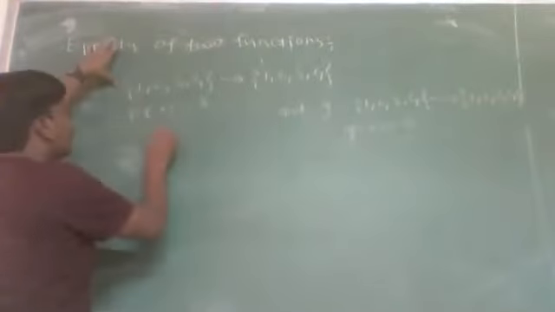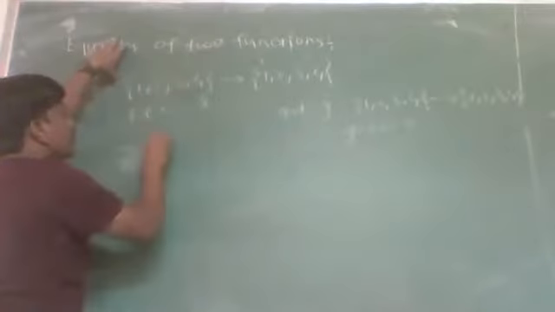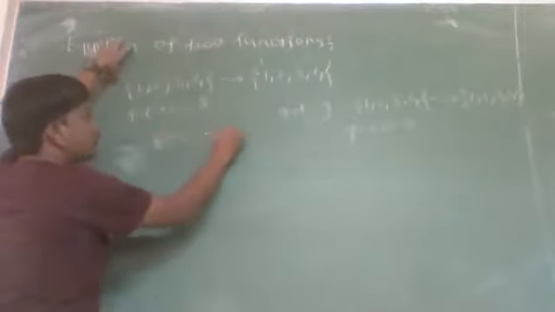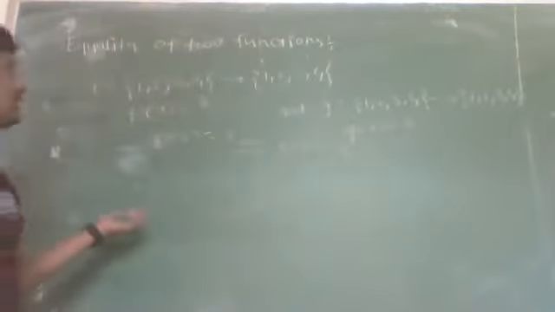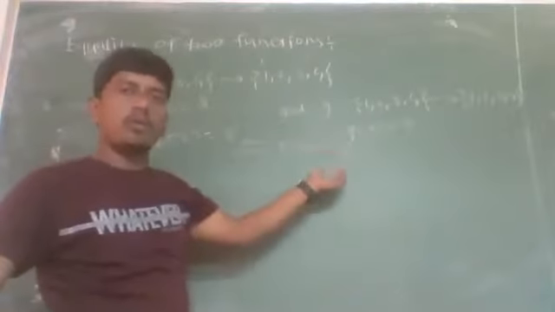For example, if we have to find the image of 2, then f of 2 is equal to 2. Similarly, g of 2 is equal to 2. Then these two functions are equal, since for each element f of x will be equal to g of x.